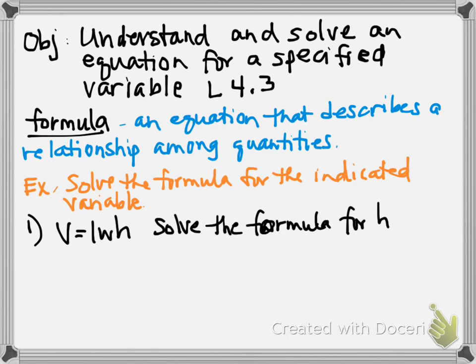So what you could do is take that equation, and we want to solve for H. That means we want H on the left, correct? So we could rewrite this equation as LWH equals V, and the reason we could do that is the symmetric property of equality. Symmetric says you can take an equation and switch what was on the right to the left, and what was on the left to the right.